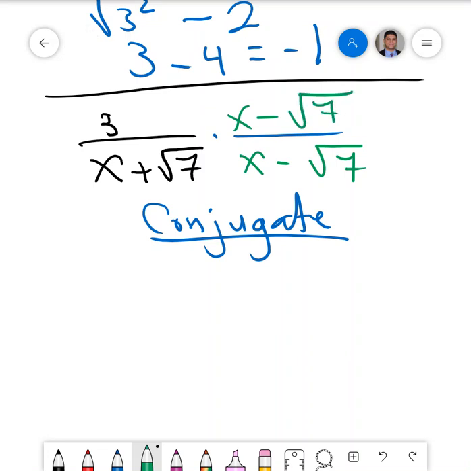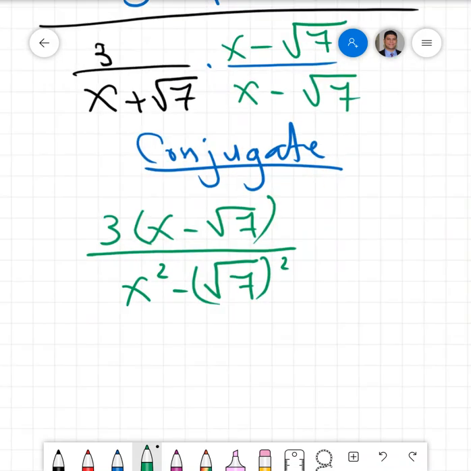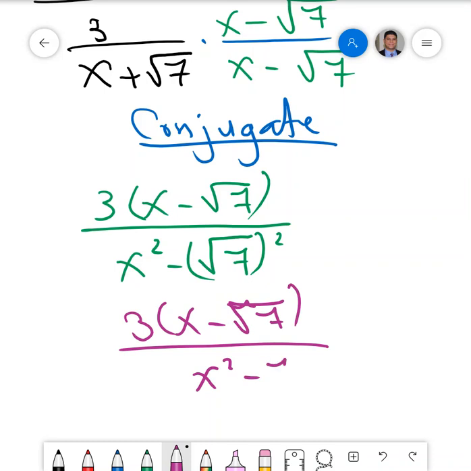Now multiply numerator and multiply denominator. So we can multiply 3 by x minus radical 7 and multiply denominator here. We have difference of two squares, x square minus radical 7 square. So we will have here 3 times x minus radical 7 over x square minus 7, and now we don't have any radical in denominator.